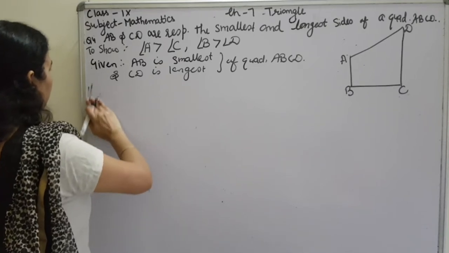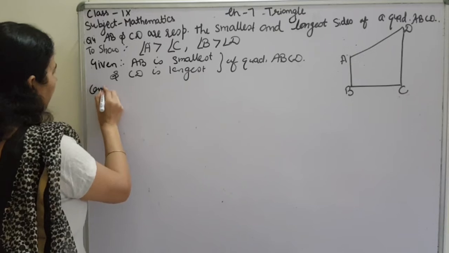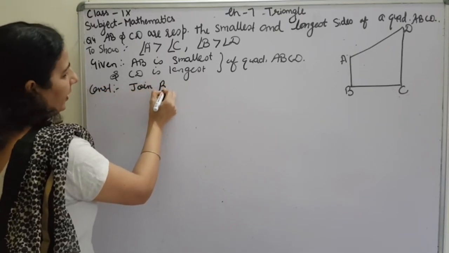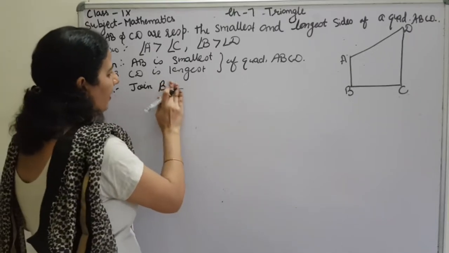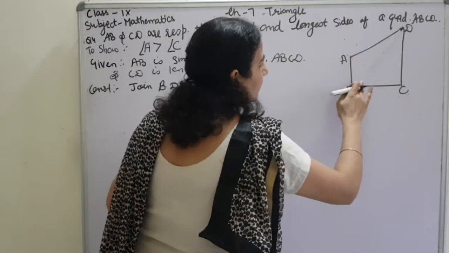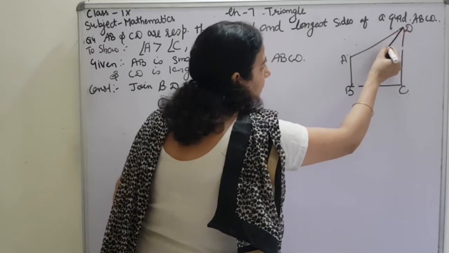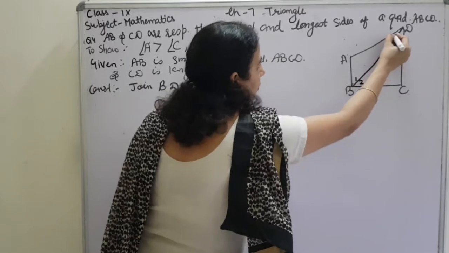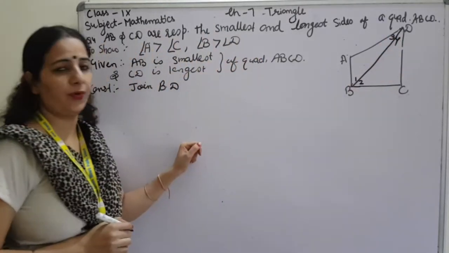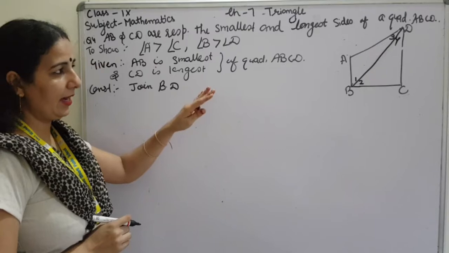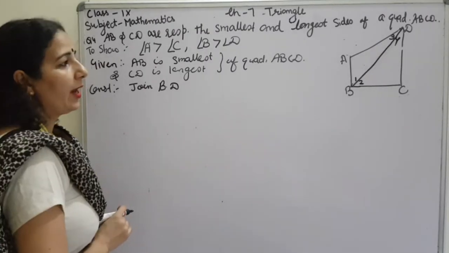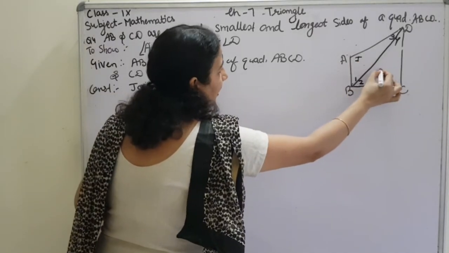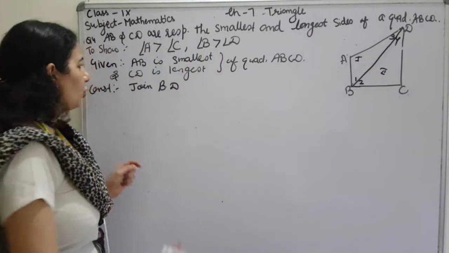So how will we solve the question? First of all, we should do one construction, and the construction part will be: join BD. Join BD. Angle 1, angle 2, angle 3, angle 4. We have divided angles B and D into four angles by joining BD. Now it is converted into two triangles, first triangle and second triangle.